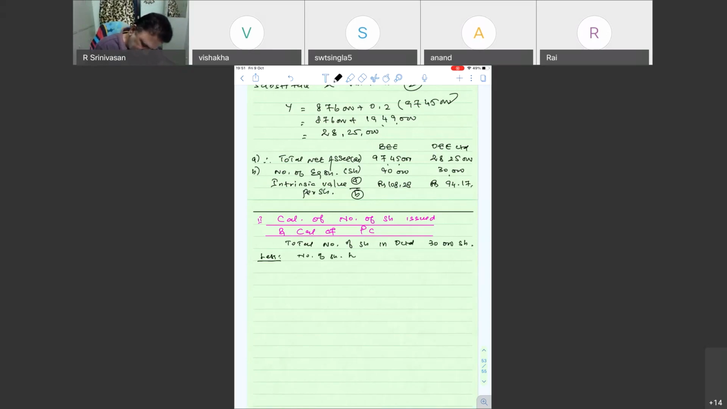Number of shares held by B Limited: 6,000 shares. Number of shares held by outsiders: 24,000 shares.